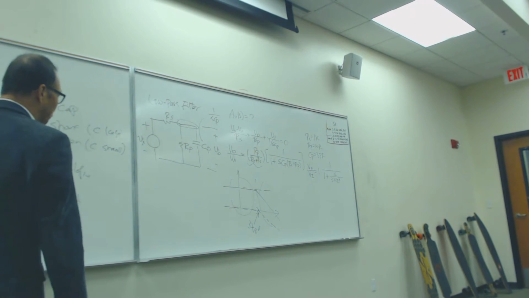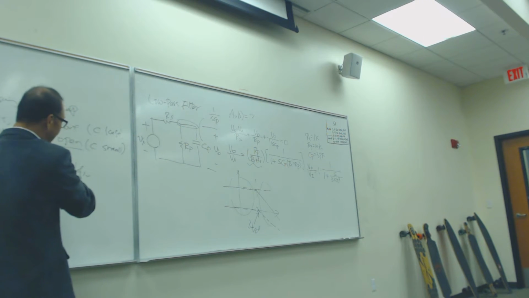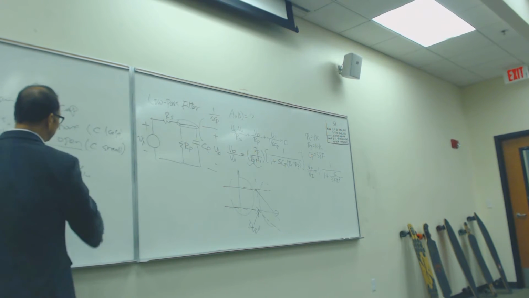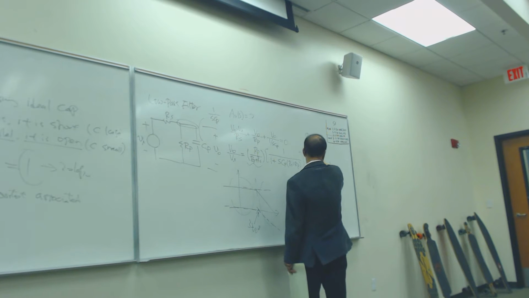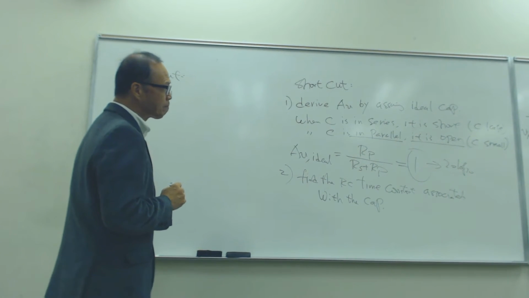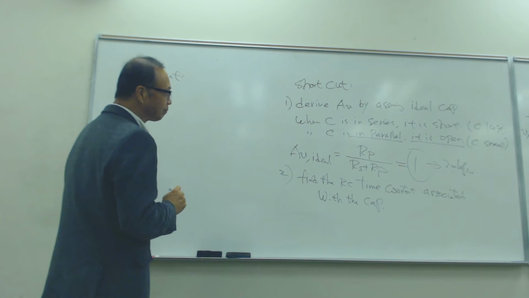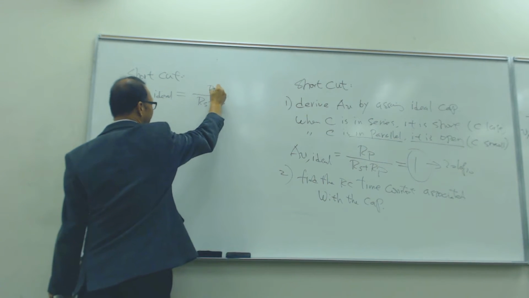Okay. Now I'm going to do the shortcut. Okay? So I go to the shortcut. The first one is to derive A sub V ideal, correct? And this time we have the capacitor in parallel, yes? So we're going to assume it's open. Of course, we have to use the condition C is small. And if you look at the value I gave you, C is quite small, right? Pico. Okay. So what is A sub V ideal if the capacitor is open? It's very simple, right? It's R_P over R_S plus R_P, correct?